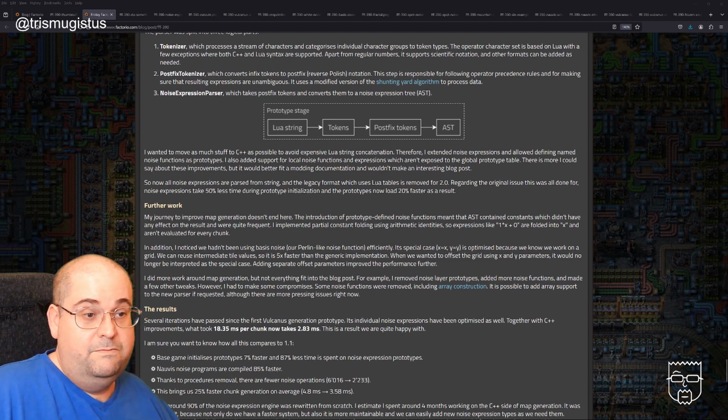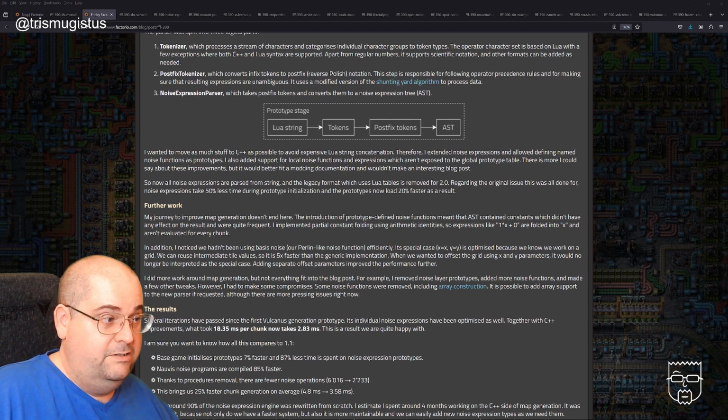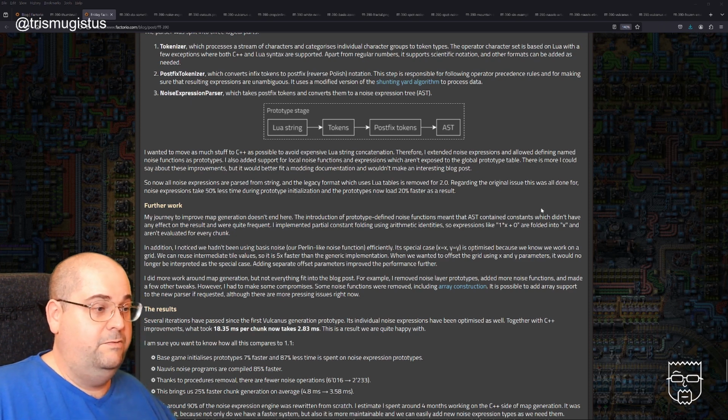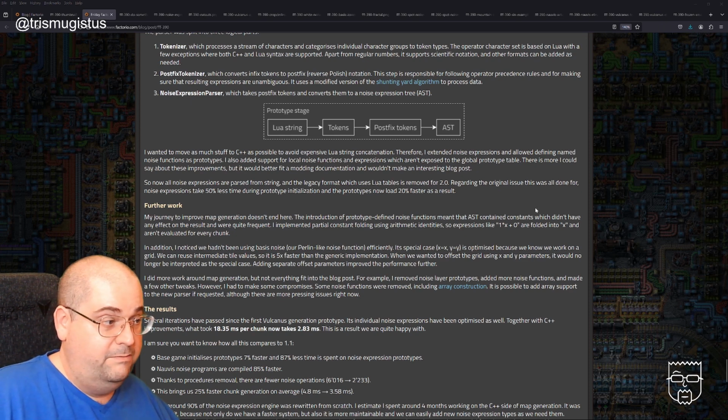I wanted to move as much stuff to C++ as possible to avoid expensive Lua string concatenation. Therefore, I extended noise expressions and allowed defining named noise functions as prototypes. I also added support for local noise functions and expressions which aren't exposed to the global prototype table. There's more I could say about these improvements, but it would better fit modding documentation or wouldn't make an interesting blog post. So now all noise expressions are passed from string, and the legacy format, which uses Lua tables, is removed for 2.0.